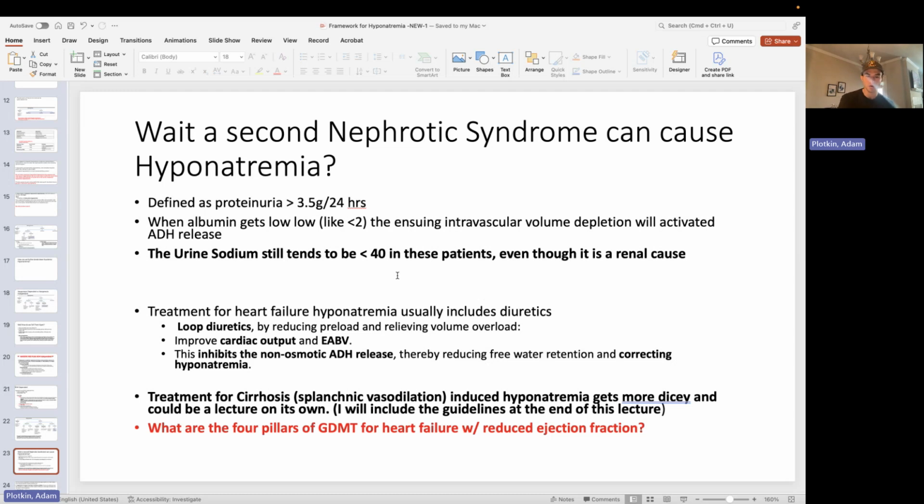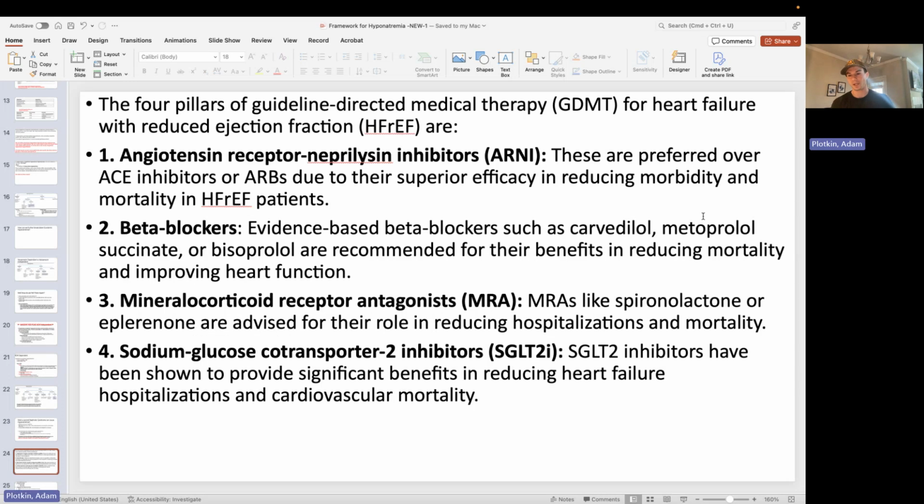I do want you to consider, though, when we're talking about heart failure, what are the 4 pillars of GDMT for heart failure with reduced ejection fraction? So take a second and think about those. So our 4 pillars are our ARNIs, so that's sacubitril plus valsartan. Along in that pillar are also ACEIs and ARBs. ARNIs are the preferred drug. ACEIs and ARBs are acceptable. Remember, we don't combine them because when we combine them, we can cause damage to the kidneys. We can cause hyperkalemia that can further damage the electrical system in our heart.